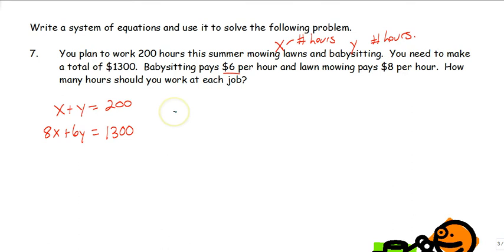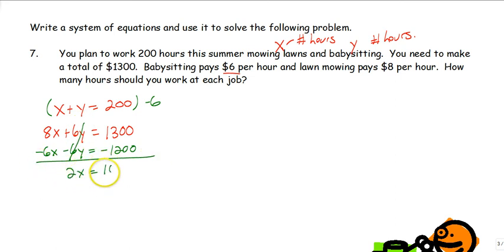Alright, so now let's solve this. The easiest thing is to get rid of the x or the y. I'm going to multiply everything up here by negative 6 and get rid of the y's. So I have negative 6x minus 6y equals negative 1,200. When you cross these out, you get 2x is equal to 100. So x equals 50. Which means that if I plug that back into my first equation, 50 plus y equals 200. Y equals 150 hours.